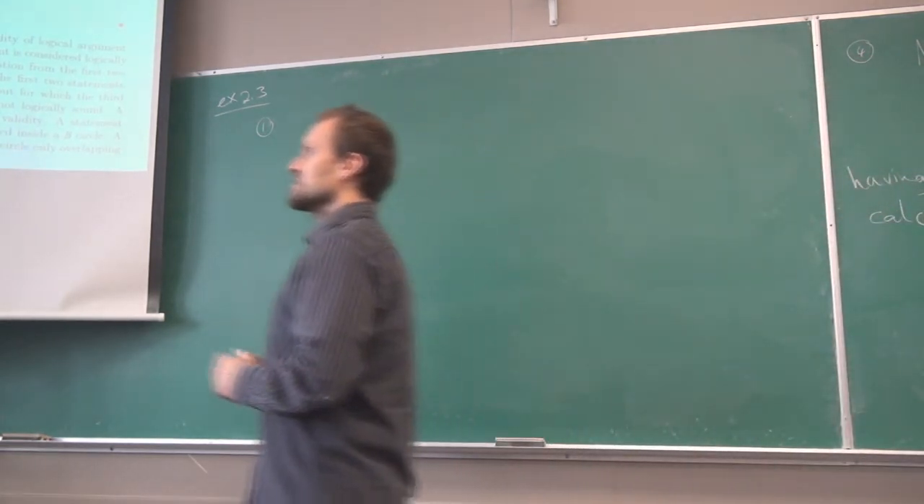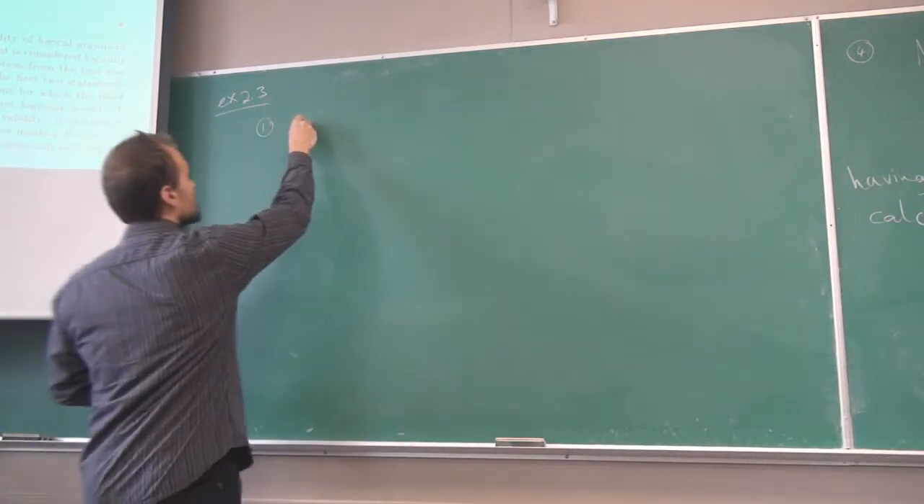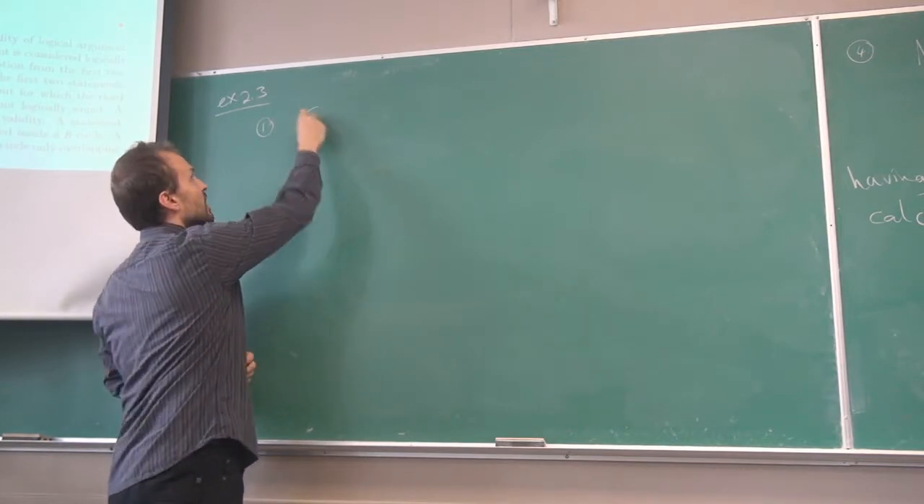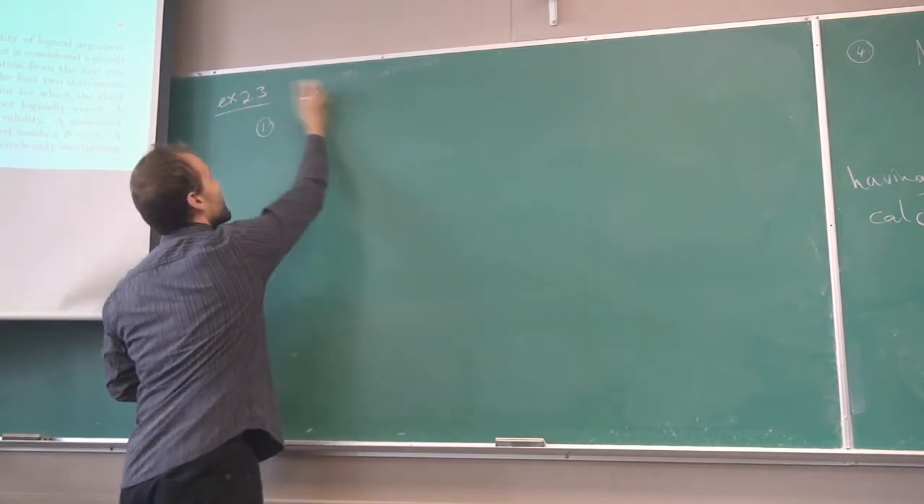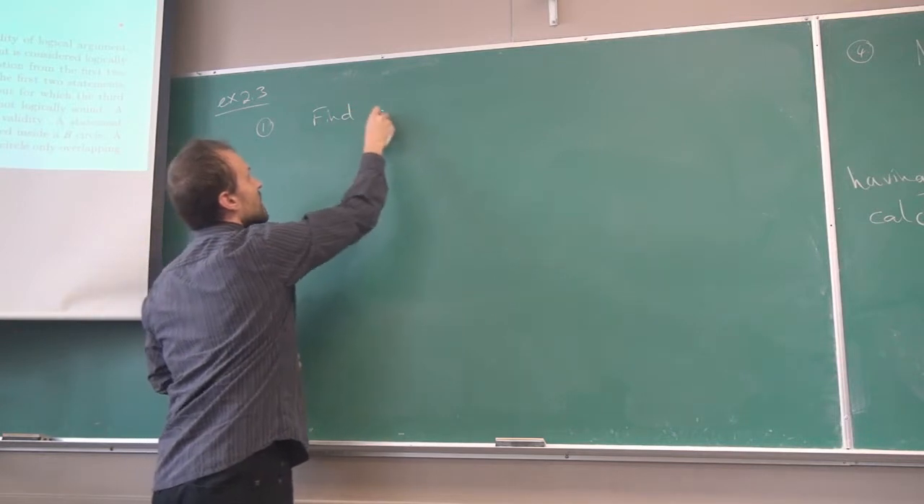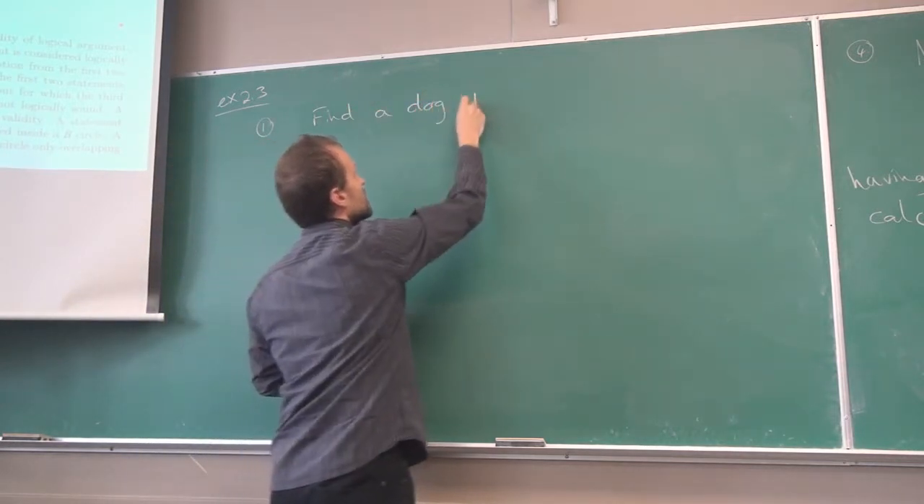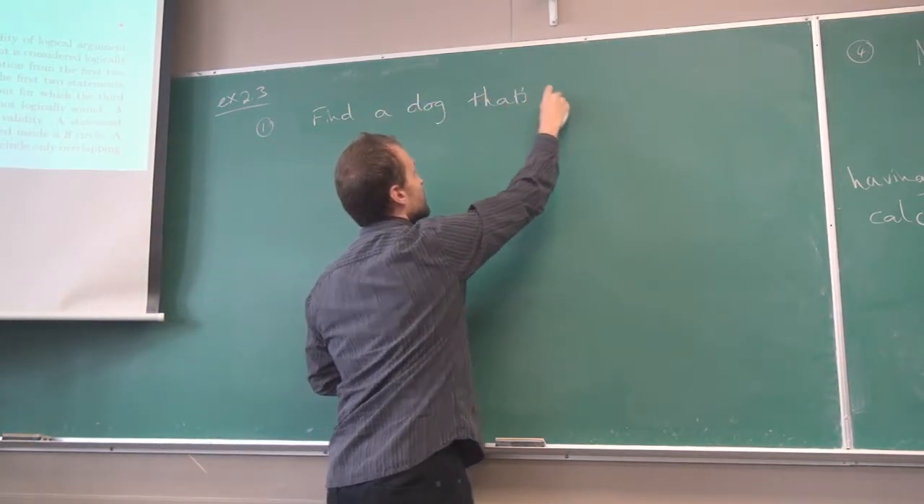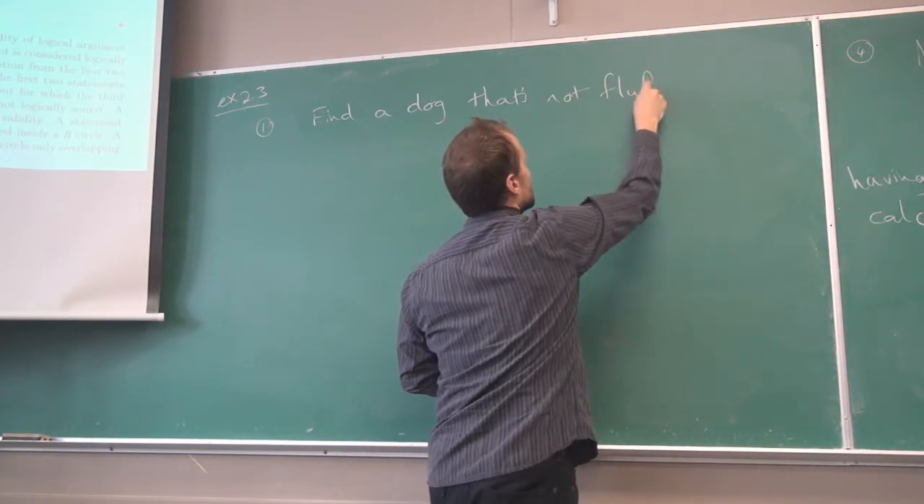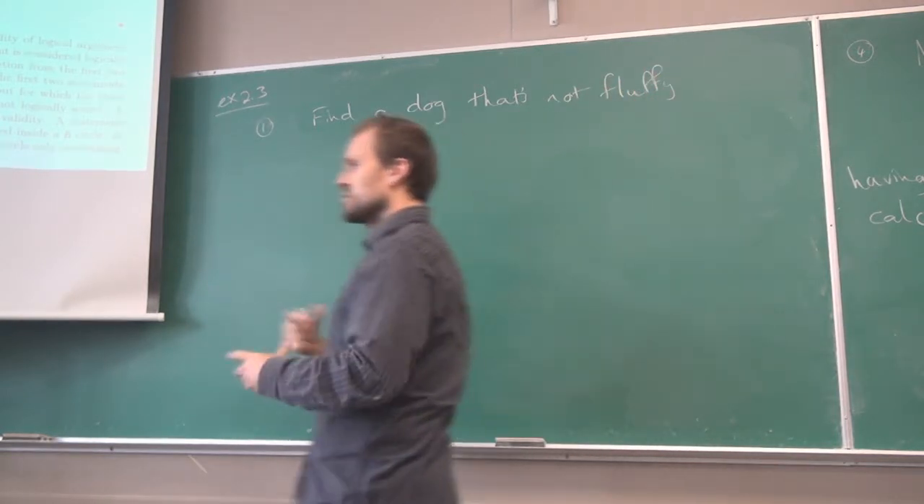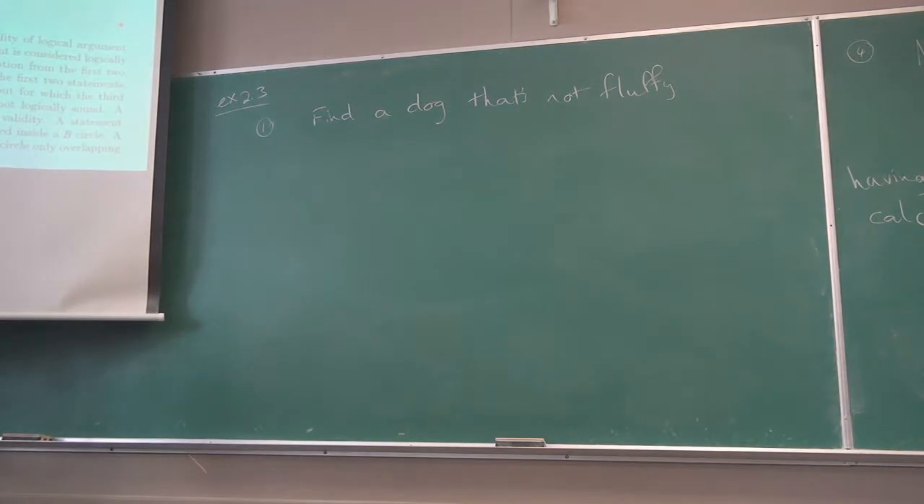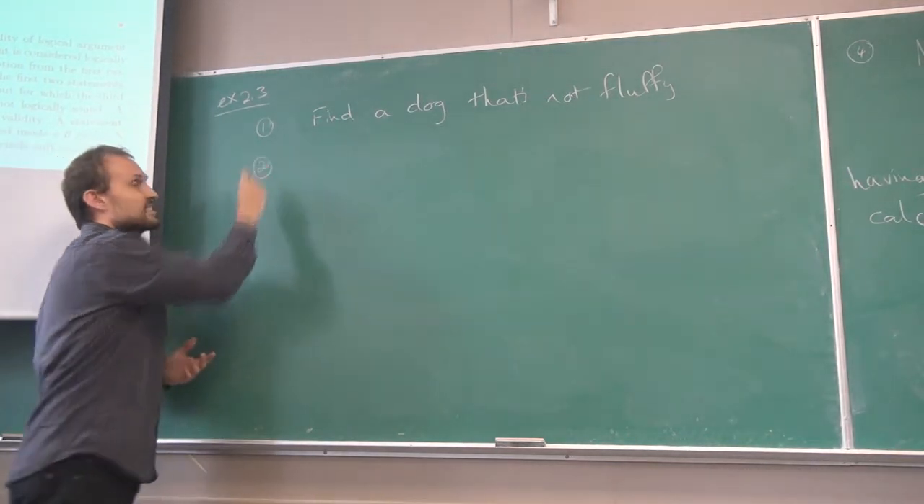They come in, they say, all dogs are fluffy. No, you're wrong. What would I have to do? I have to show or find a dog that's not fluffy. So just a little more intuitive spin on the negation concept. Does that make sense? What would you have to do? Not that it's necessarily practically possible.